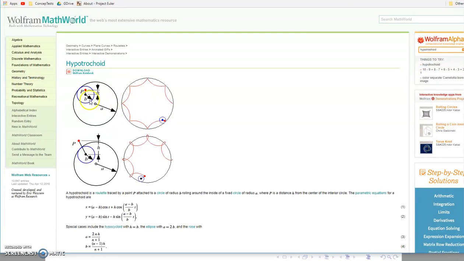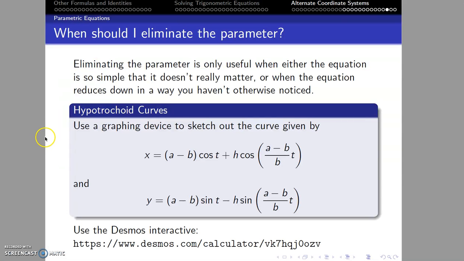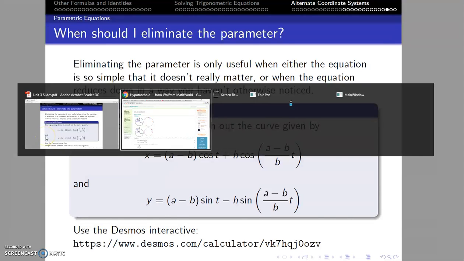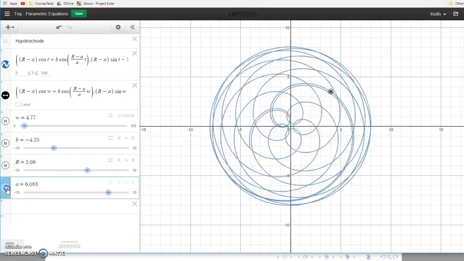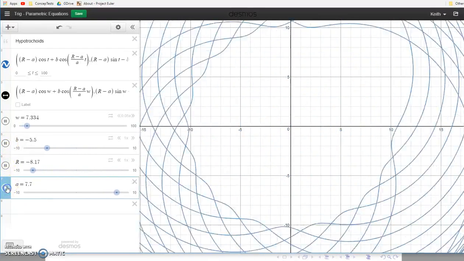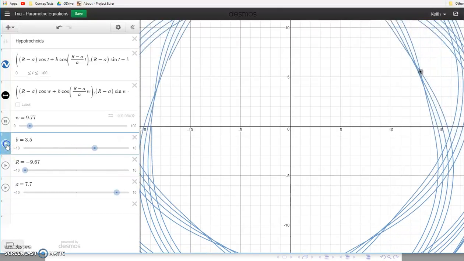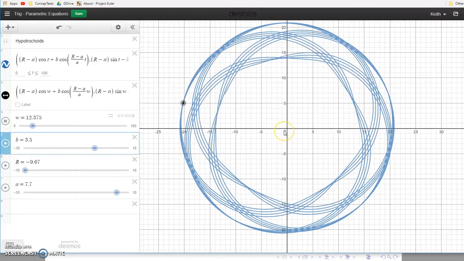And so it all depends on several variables, right? What's this length h? What's this radius b? And what's this larger radius a? And depending on what constants you choose, you can make very pretty and very crazy graphs. Very crazy indeed.